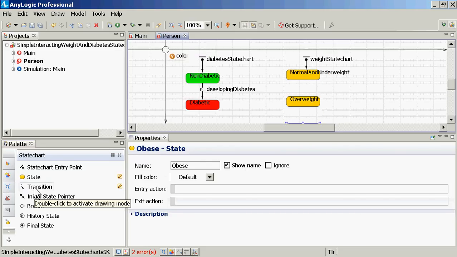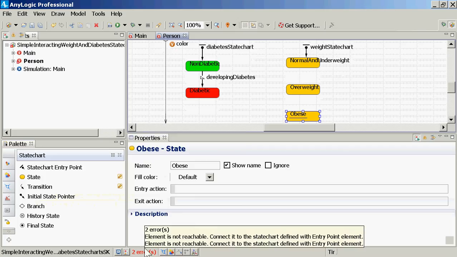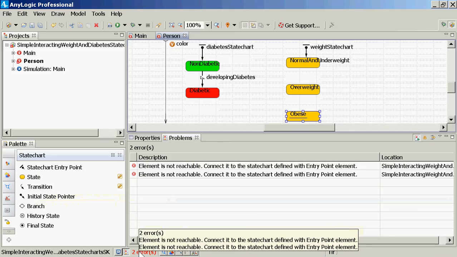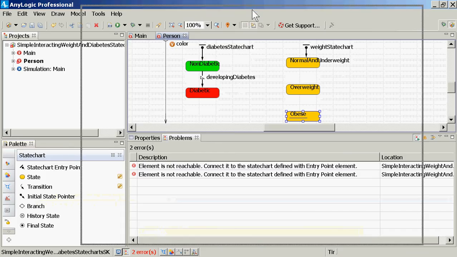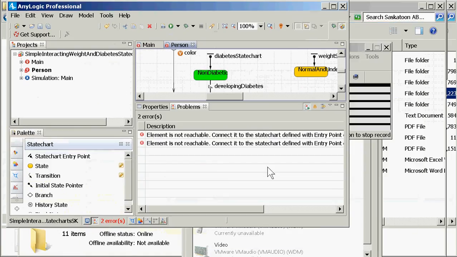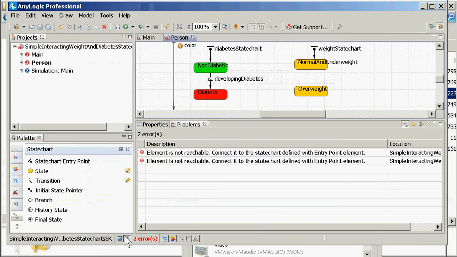Now you'll notice it's showing me errors here. It says 2 errors, and it actually complains in this problems window, which I can get to by clicking down here at the bottom. You can't see that, yeah. Let me adjust that. Okay, there we go. It's these 2 errors, right?